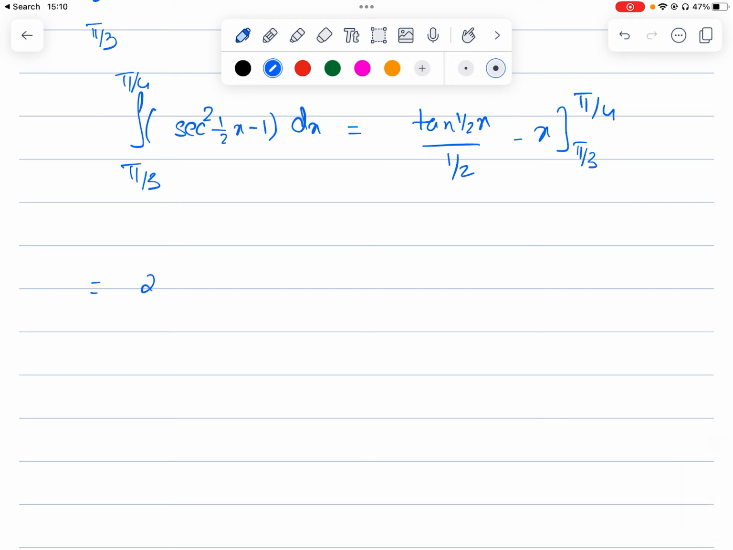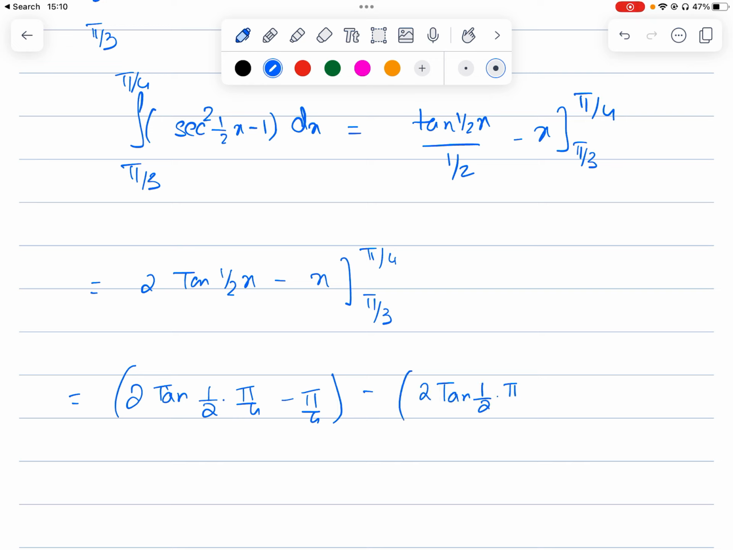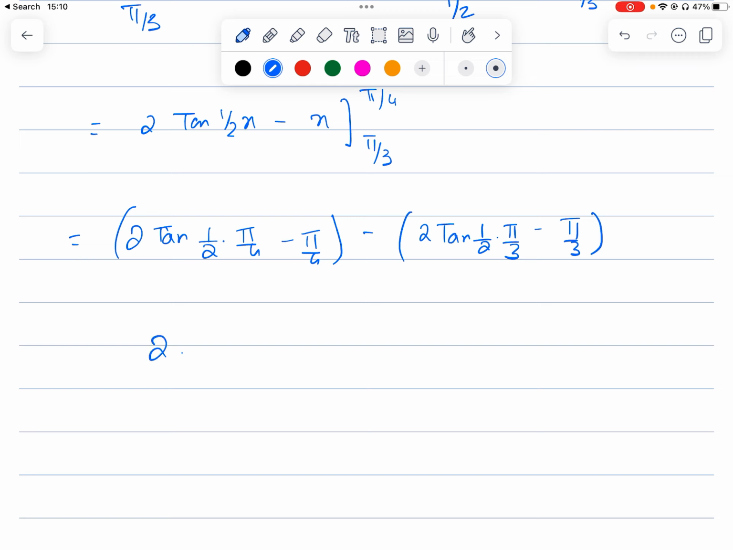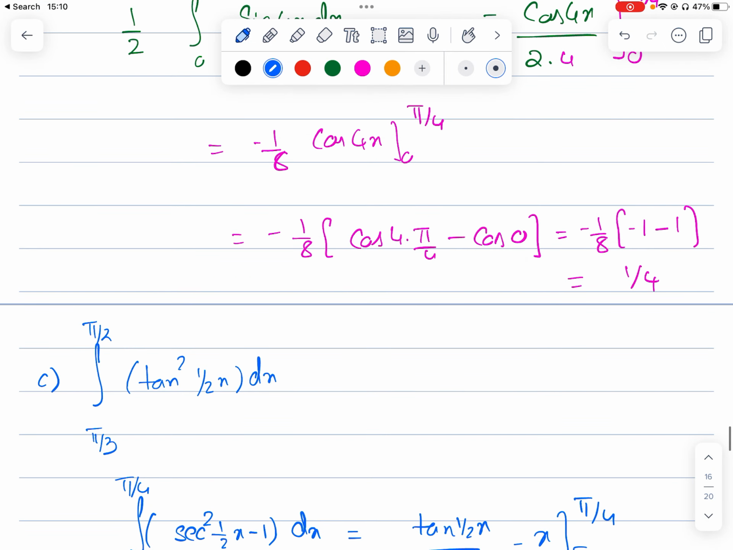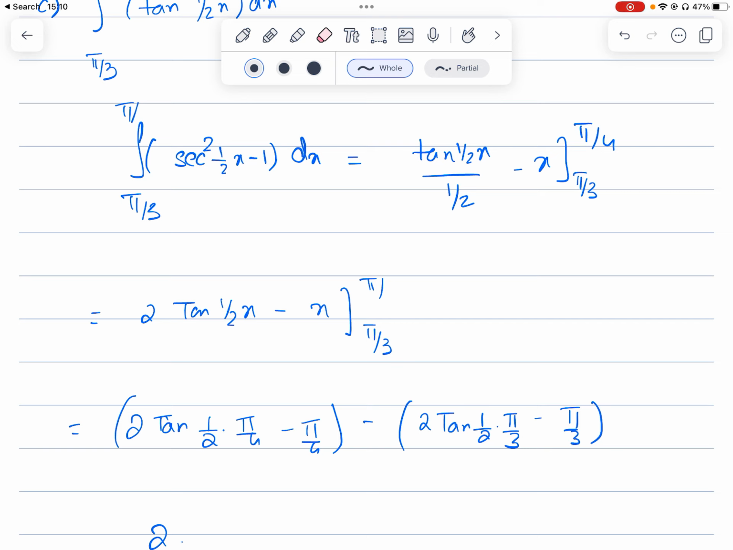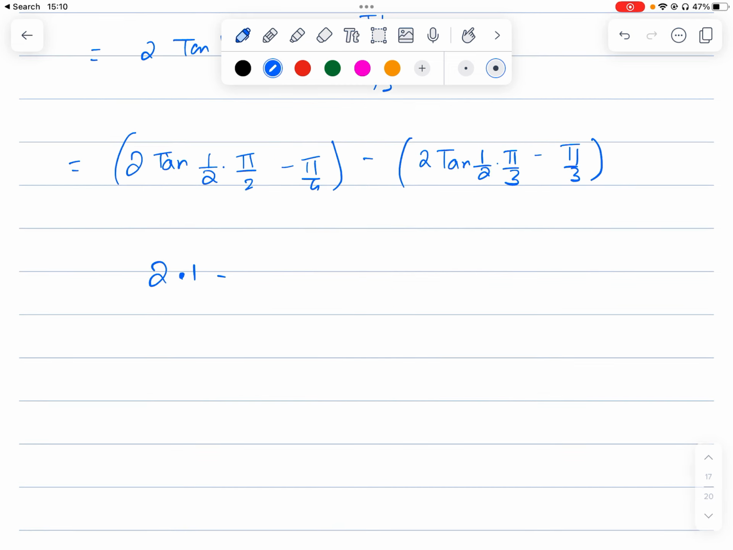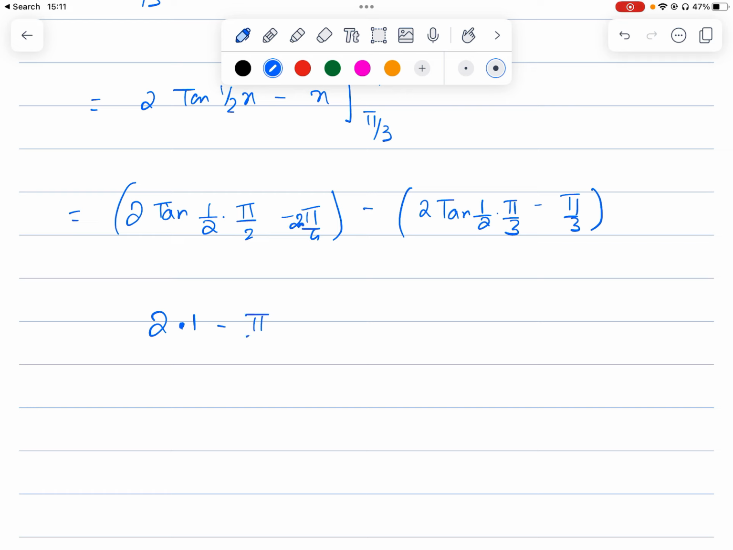So it becomes 2 tan of half x, minus x, from pi upon 3 to pi upon 2. So plug in 2 tan half times pi upon 2 minus pi upon 2, minus 2 tan of half of pi upon 3 minus pi upon 3. The limits were pi upon 2, not pi upon 4. So half of pi by 2 is pi by 4.